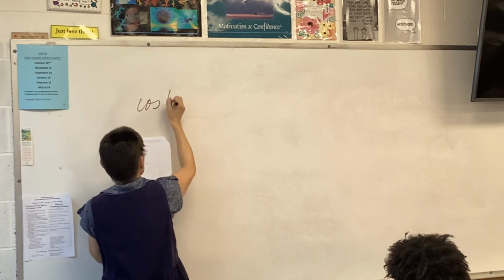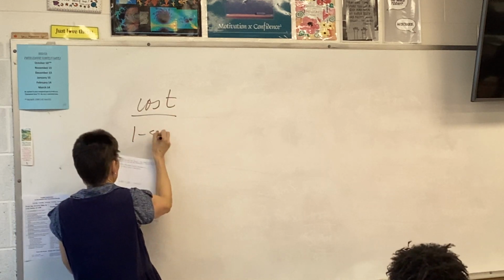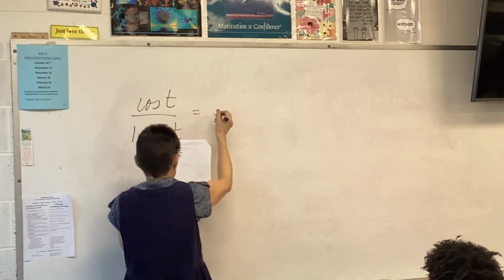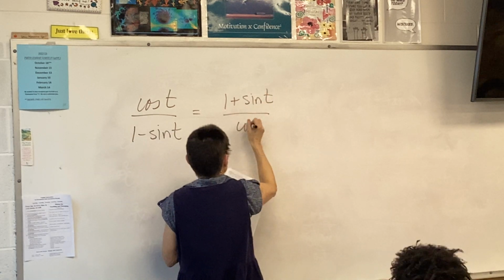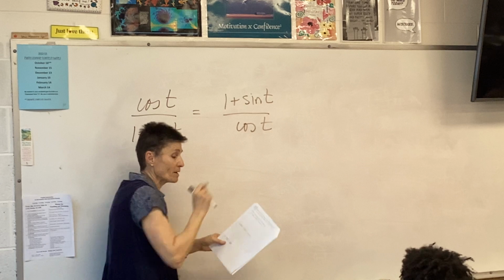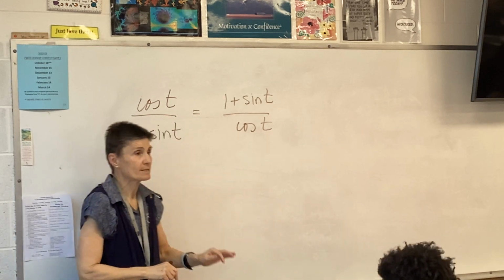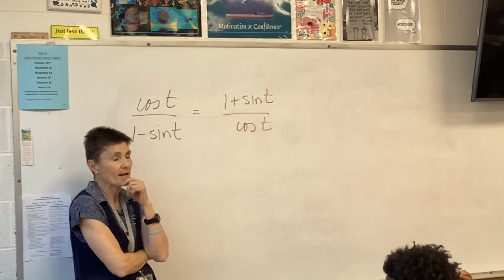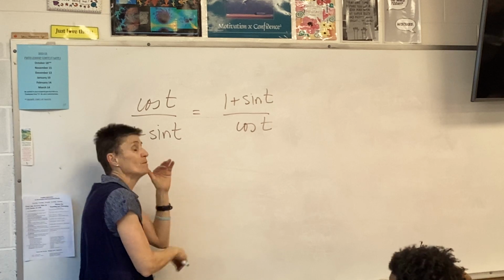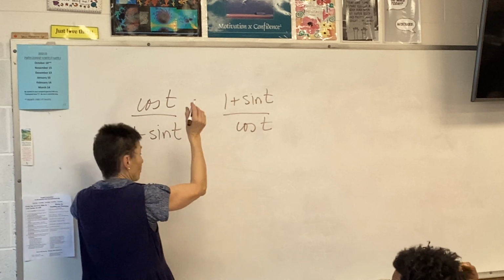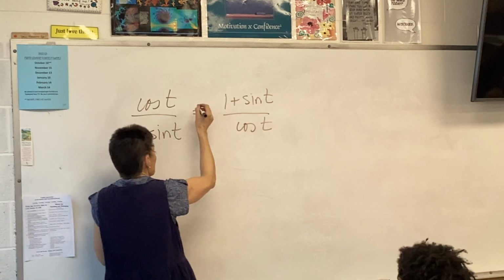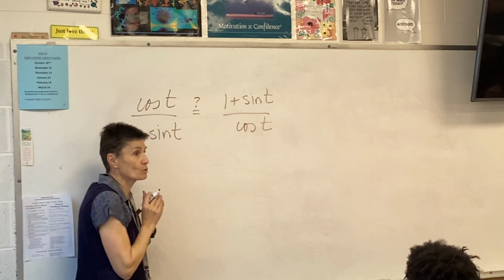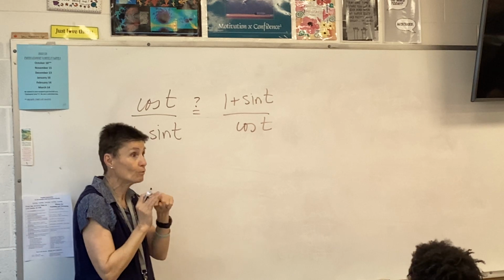So here we go. Cosine t over 1 minus sine t equals 1 plus sine t over cosine t. Now, especially when we're first starting this, there is a very common mistake made with a problem like this. Remember, you are proving this, which means you don't know for sure that those are equal. Your job is to prove that they're equal.